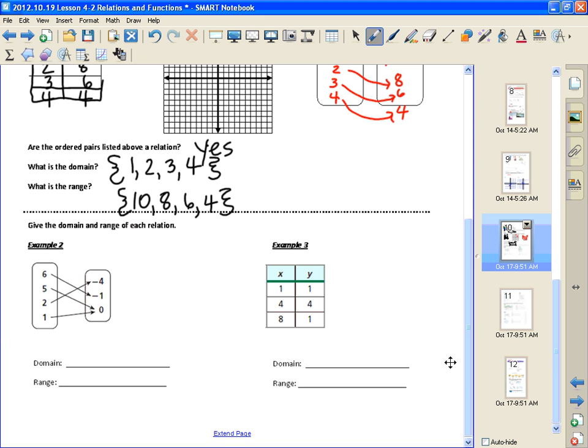So then in example 2, it says give the domain and range of each relation. So this is a relation already. We already know it's a relation because it's ordered pairs. Okay, so now we have to find the domain and range. What is domain? The x values, right? So for my domain, this is how I'm going to write it. I'm going to put my brackets and do 6, 5, 2, 1.